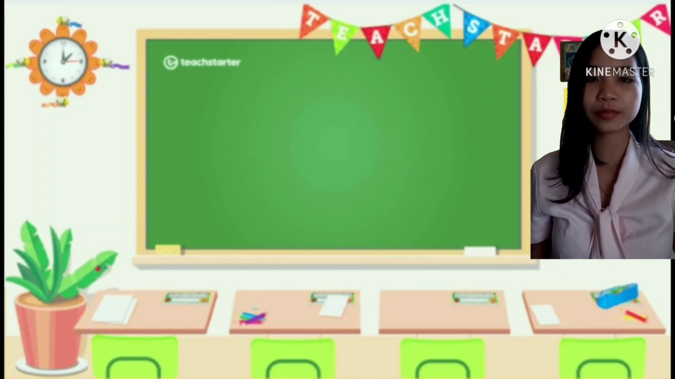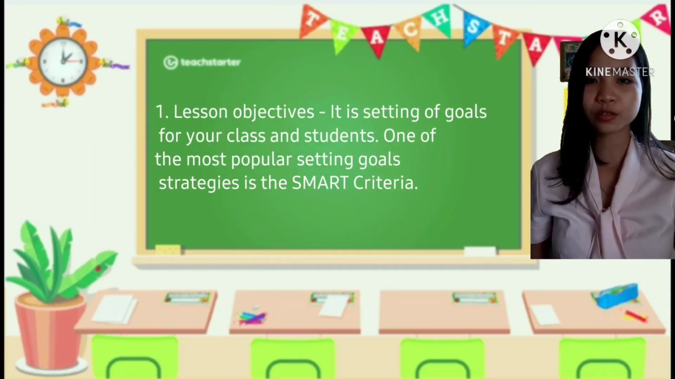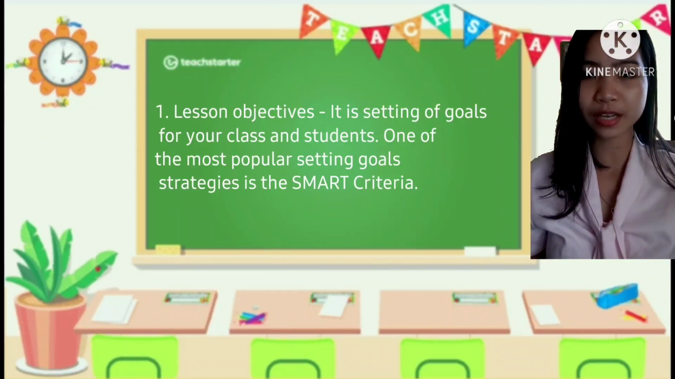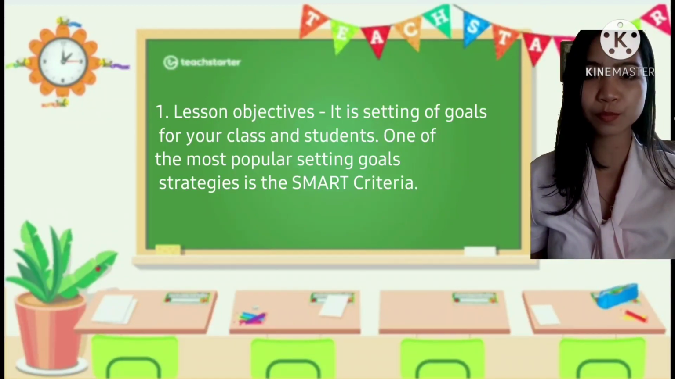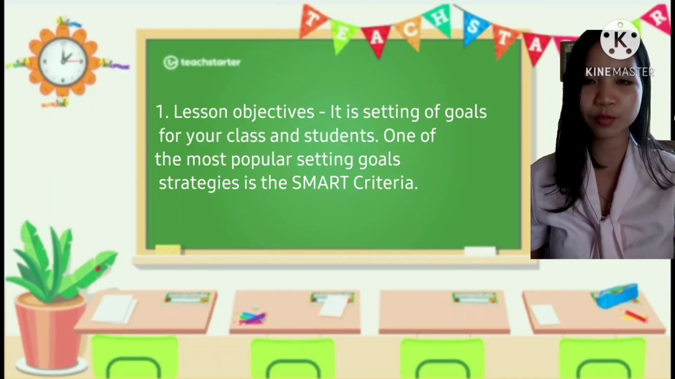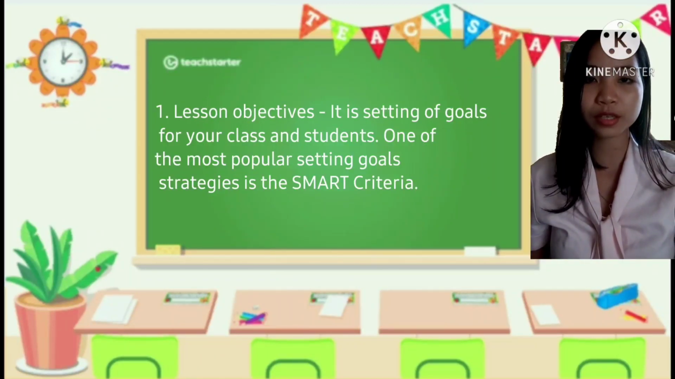First, we have lesson objectives. So what are lesson objectives? It is a setting of goals for your class and students. One of the most popular goal-setting strategies is the SMART criteria. In writing lesson objectives, we can use this most common strategy. I know you are familiar with the word SMART and the meaning of each letter.